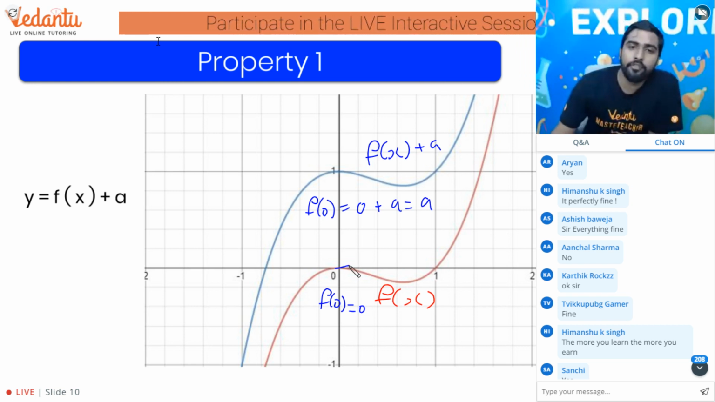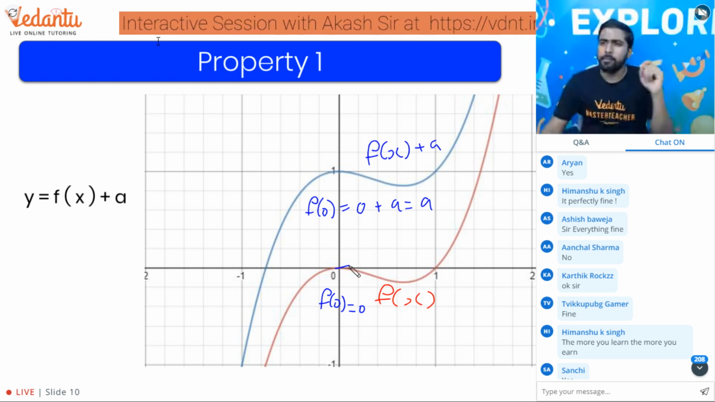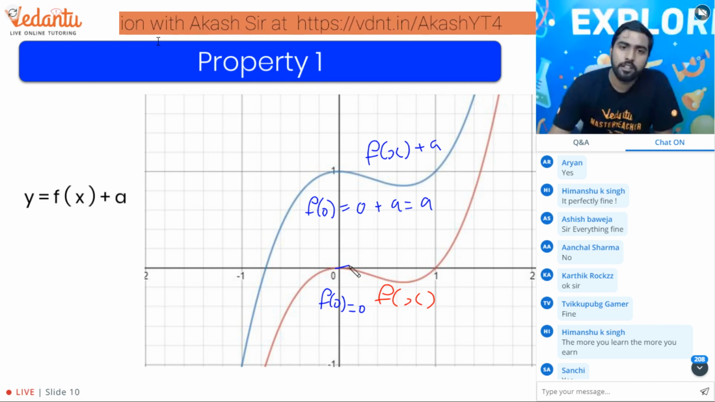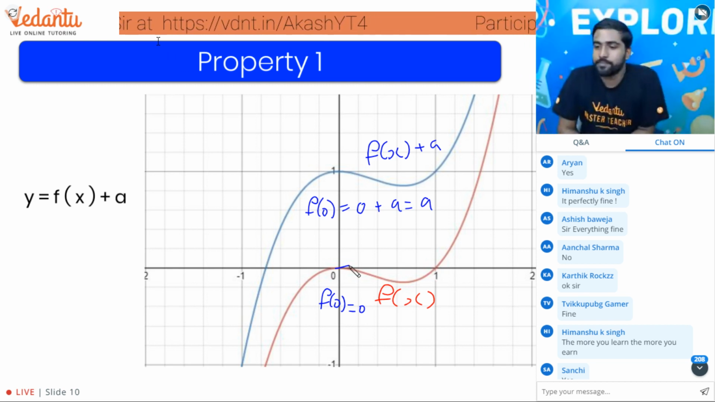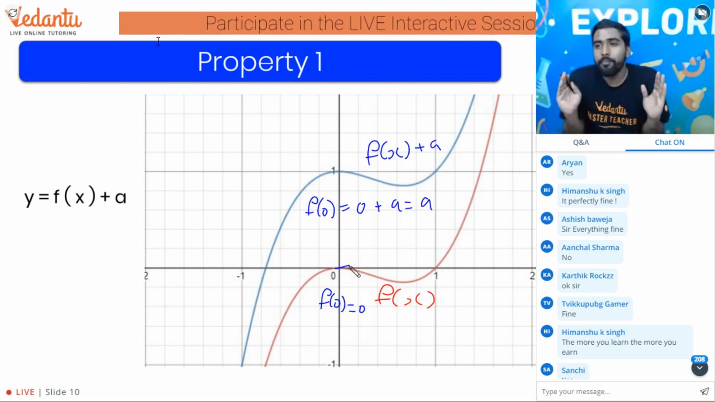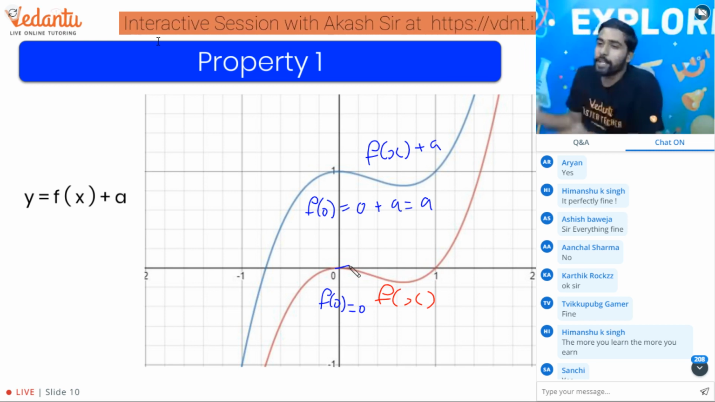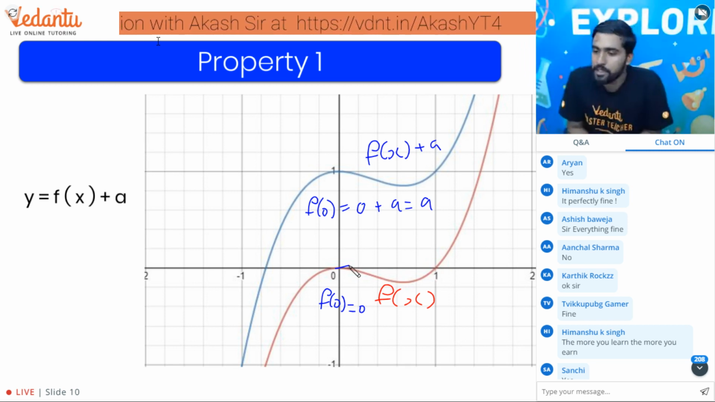Okay, so the next transformation we are looking at is mod x. Can anyone tell me what happens when you take mod? So what happens when I take mod sin x? Every value will become, will it become positive or negative? Yes, negative becomes positive and positive also becomes positive.